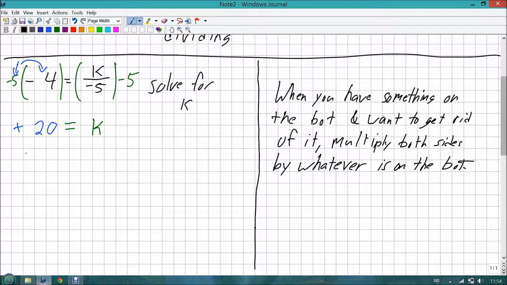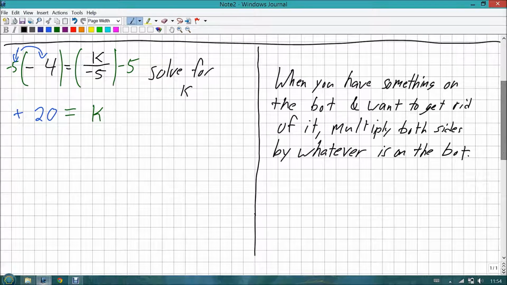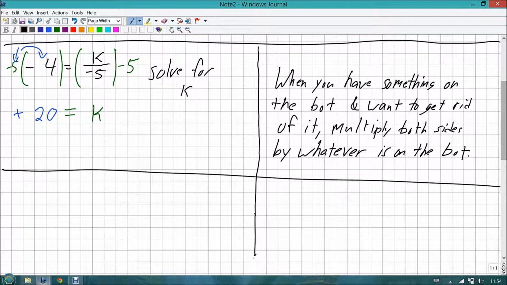So whenever you have something on the bottom and want to get rid of it, multiply both sides by whatever is on the bottom. If you do that, you will always eliminate what's on the bottom. Always. It's like an amazing trick. All right. Let's look at another example. And this time we're going to give k a break, and we're going to go after Mr.